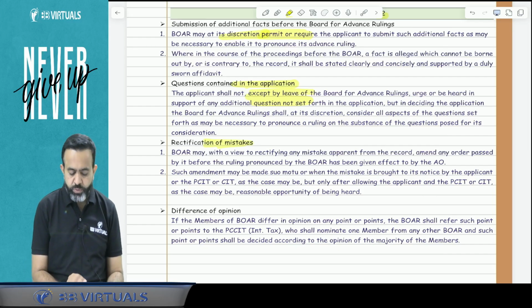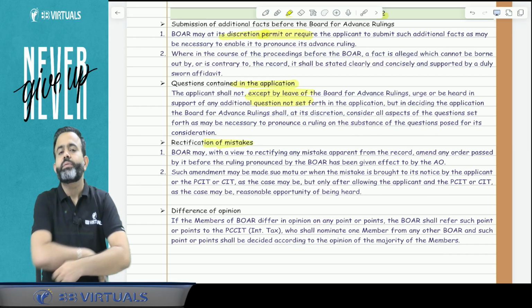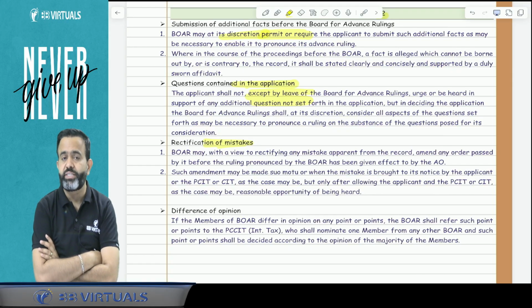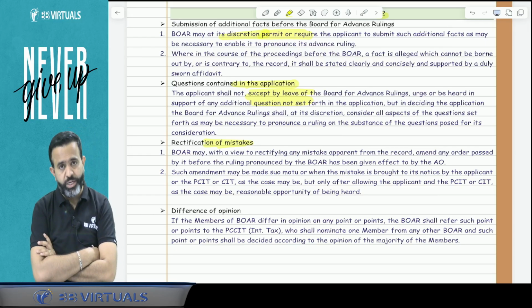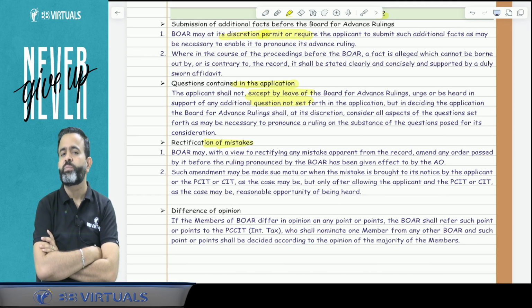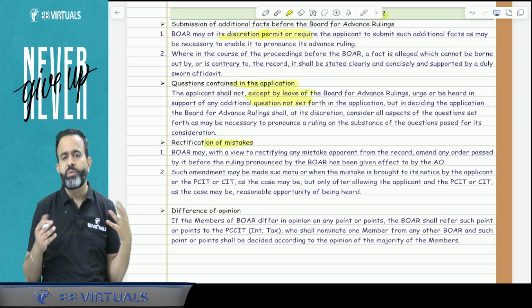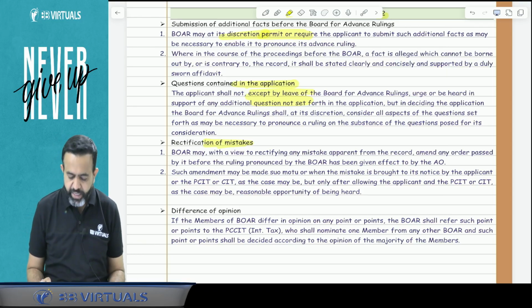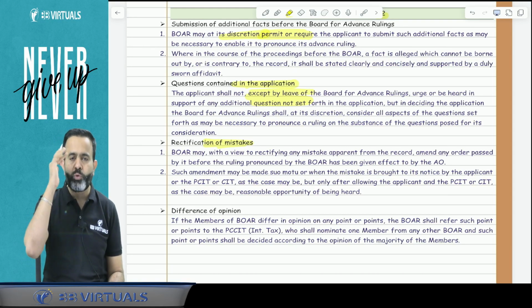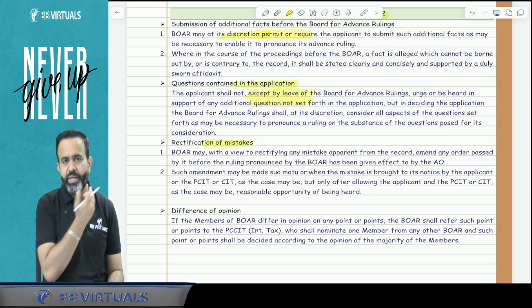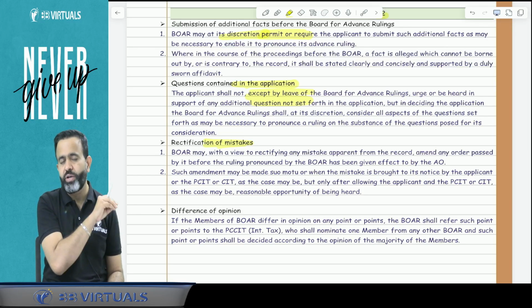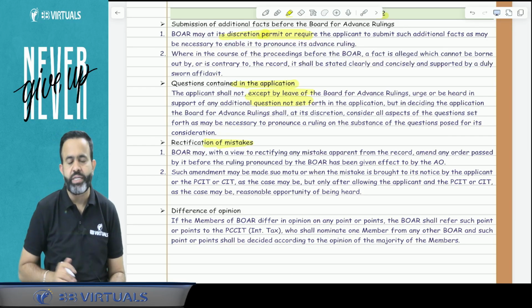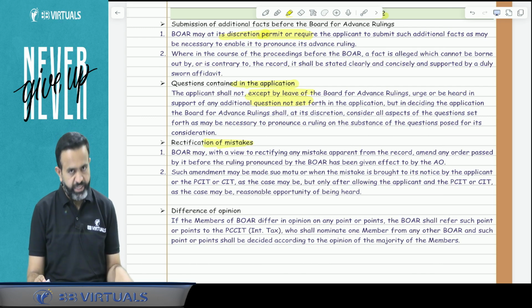Now the next part is related to the rectification of a mistake. Suppose, sir, in the advance ruling order, in the judgment, there is any mistake, and that mistake is apparent on record. Apparent on record means no two plausible views are possible. So in simple words, it is not a disputable mistake, and this mistake is either suo moto realized by the board for advanced ruling, or it is brought to the notice of the board by the assessee or the income tax authority. Then they can do the rectification.